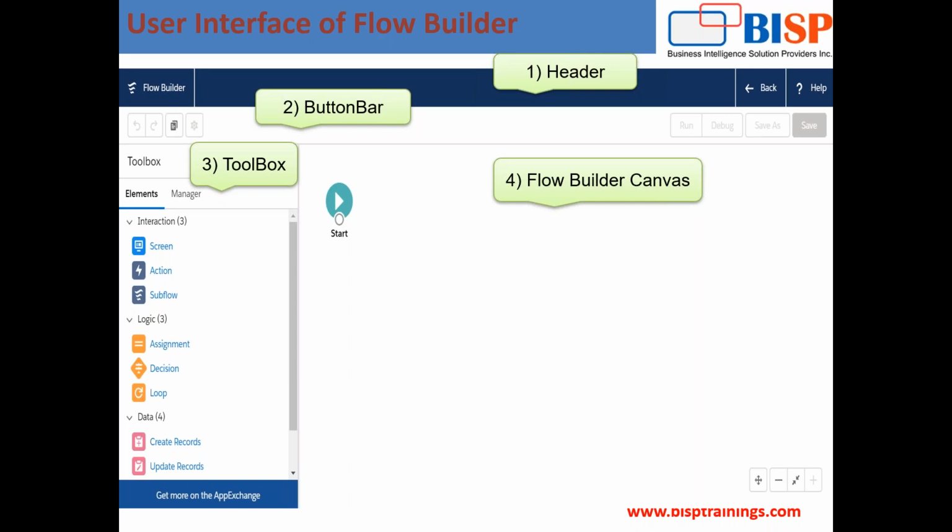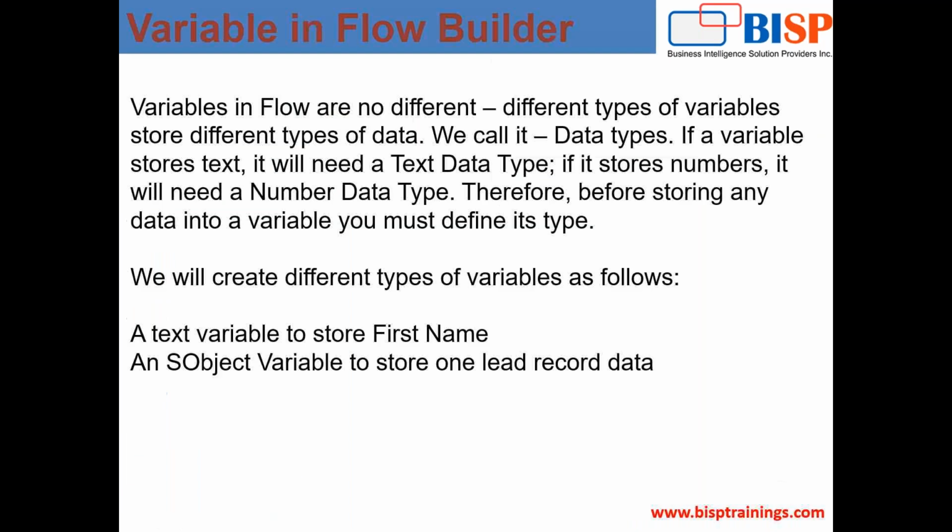In this Flow Builder canvas, we will drag and drop components. We can also create variables in Flow Builder. And there are some kinds of variables also, that is a text variable to store first name, last name, and an S object variable to store multiple fields. So that is the use of an S object variable.